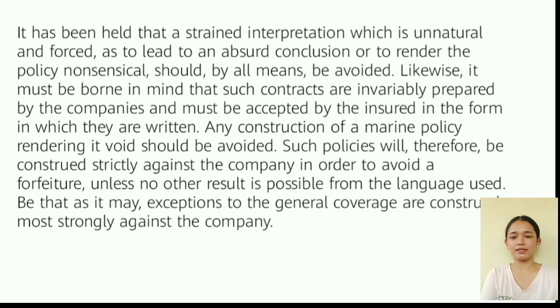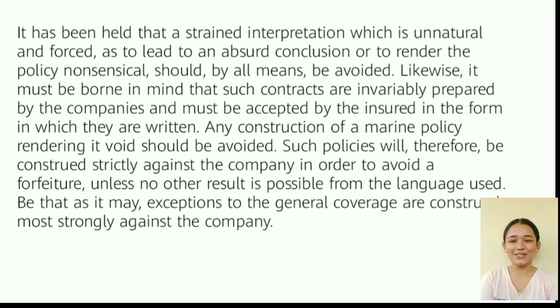It has been held that a strained interpretation, which is unnatural and forced, as to lead to an absurd conclusion or to render the policies nonsensical, should by all means be avoided. Likewise, it must be borne in mind that such contracts are invariably prepared by the companies and must be accepted by the insured in the form in which they are written.